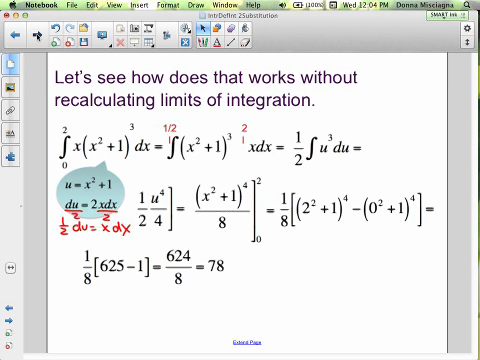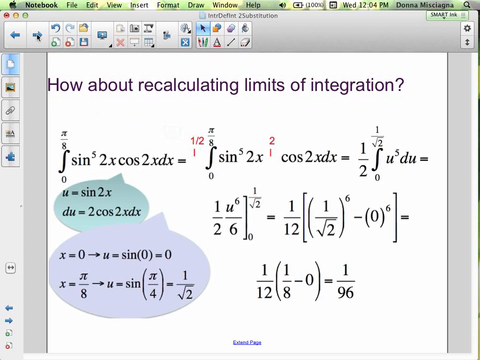Here's the other one. We don't change back, we just keep the u, but we figure out the new limits. This is a quick introduction, and then I'll go through it more slowly with all kinds of functions. Here we have sine to the 5th of 2x, cosine 2x dx. The one with the exponent has to be the u. If there was no exponent, it actually wouldn't matter who u was at all. You can pick either one. So sine 2x has to be the u, raised to the 5th power.